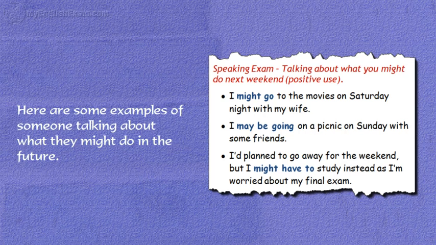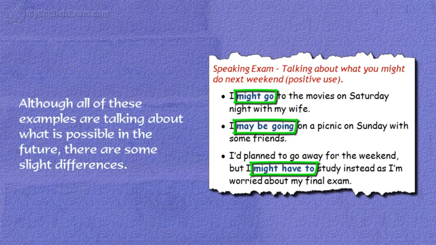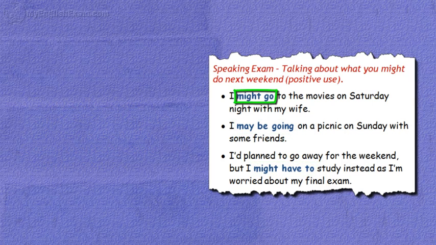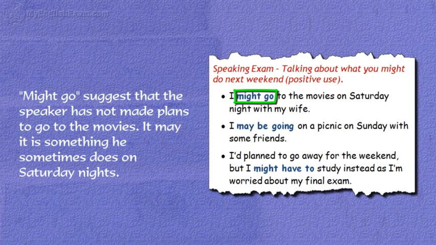I plan to go away for the weekend, but I might have to study instead as I'm worried about my final exam. Although all these examples are talking about what is possible in the future, there are some slight differences. Might go suggests that the speaker has not made plans to go to the movies. It may be something that he sometimes does on Saturday nights.